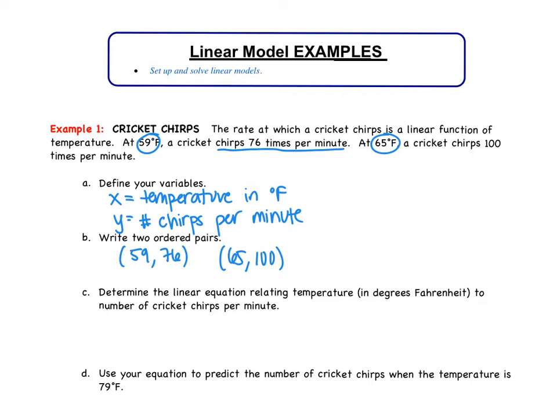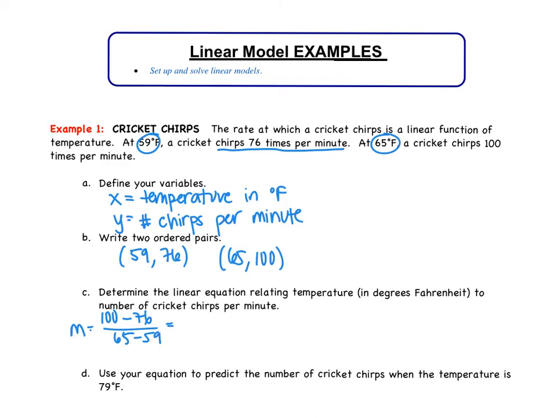Part C, determine the linear equation relating temperature to number of cricket chirps per minute. So we're writing an equation of a line. Anytime we're writing an equation of a line, we need to calculate the slope. So we're going to start with that. If you remember, it's going to be y2 minus y1 over x2 minus x1.